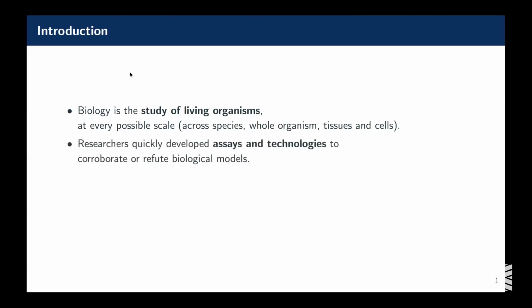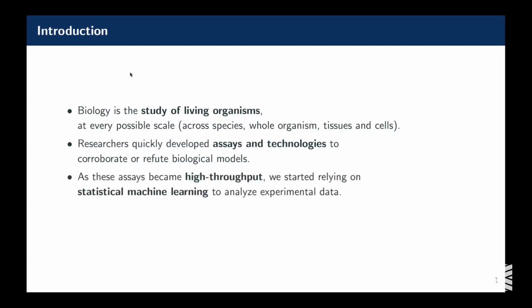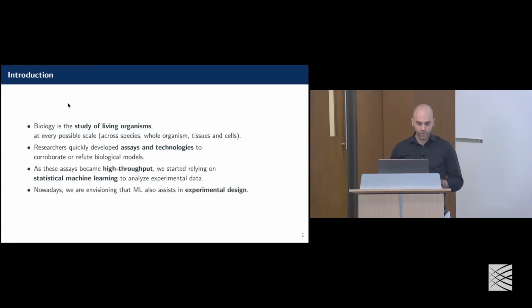In order to study this, researchers started making assays, experiments, and technologies to either corroborate or refute biological models. As these assays became high throughput, we started relying on statistical machine learning to analyze experimental data. And somehow these days we're envisioning that machine learning can also help in designing future experiments, experimental design. So these are the basic premises of biology that I'm really excited to take part in as a scientist.